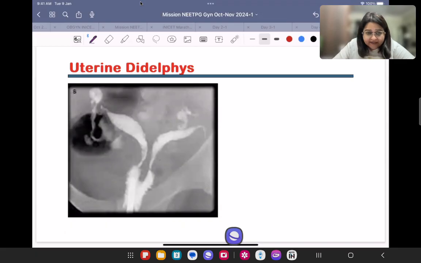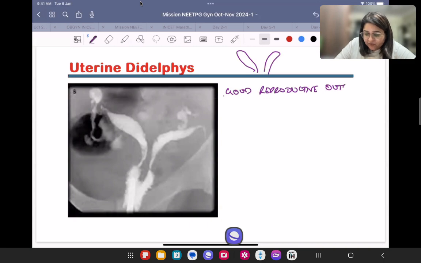This is a didelphys. What is in didelphys? Both Mullerian ducts have developed, but they've developed separately. There is no fusion. They're completely separate endometrial cavities. They're completely separate. Okay? So what are the problems you can have in a didelphys? Didelphys usually has a good reproductive outcome.